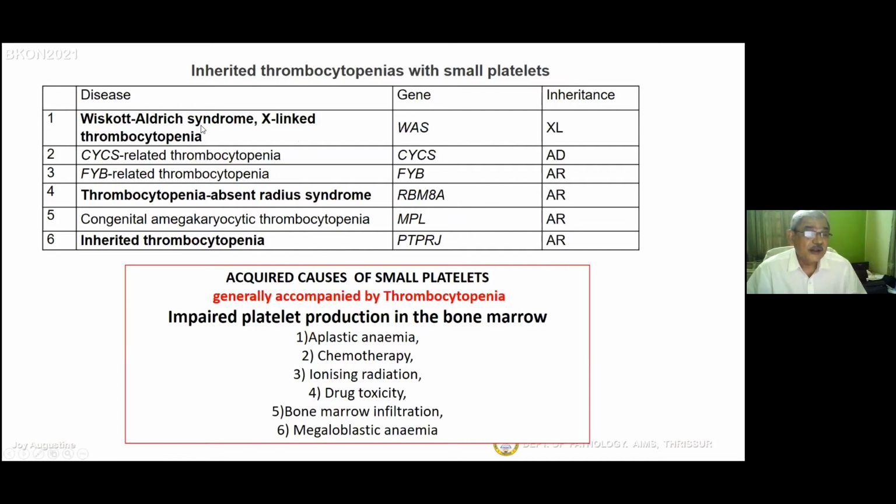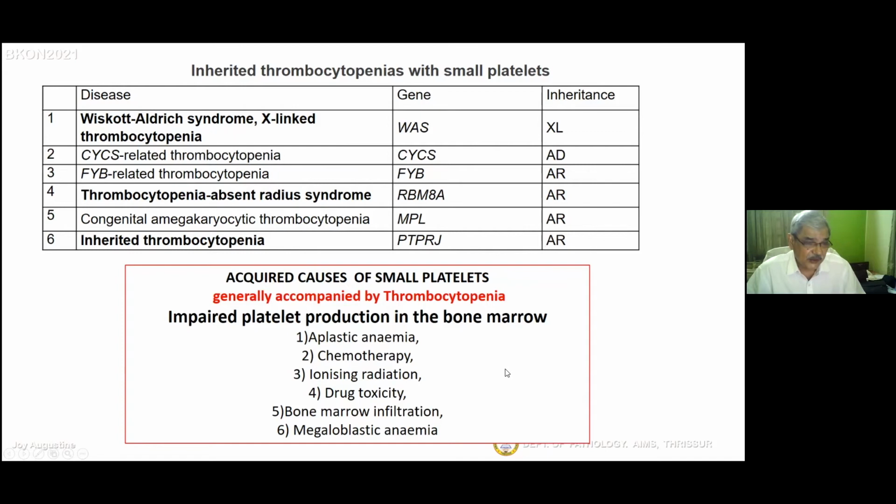Now, what are the inherited thrombocytopenias with small platelets? The most important is Wiskott-Aldrich syndrome or the X-linked thrombocytopenia. The gene abnormality is in the WAS gene, and it's an X-linked disease. Now, this also is one type of inherited thrombocytopenia, but this is autosomal dominant and not associated with T-cell immunodeficiency, whereas Wiskott-Aldrich is associated with T-cell immunodeficiency. The others are very rare conditions.